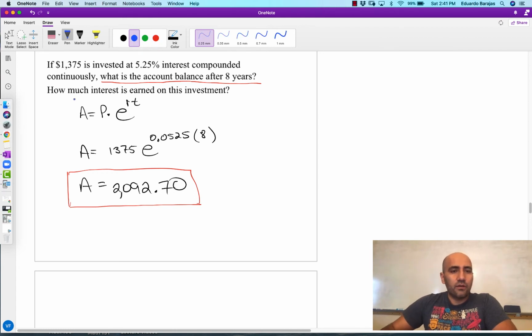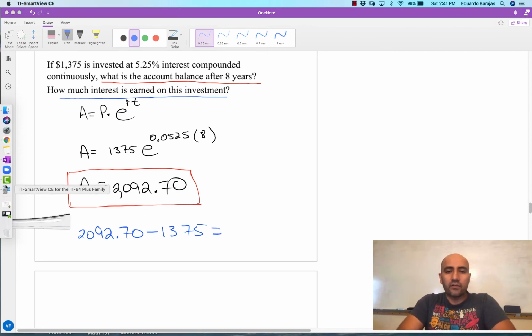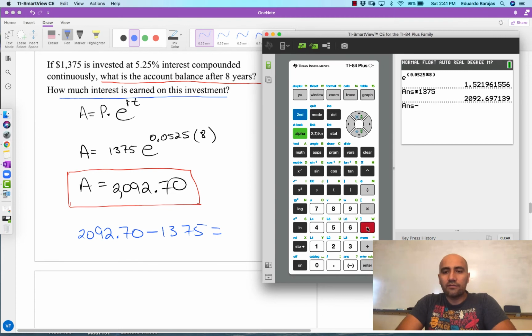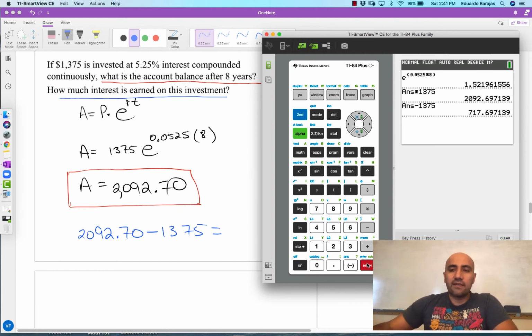Now for the other portion, how much interest is earned on this investment? For that one, all we have to do is subtract off your initial investment from the balance in your account at the end of 8 years. So for that one, it would be 2092.70 minus 1375, which will be equal to, okay, coming back to our calculator, let's subtract off 1375, and I get 717.70.